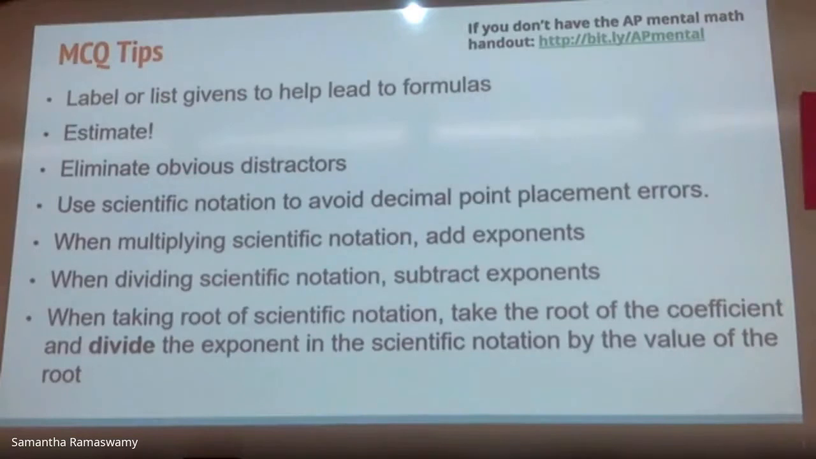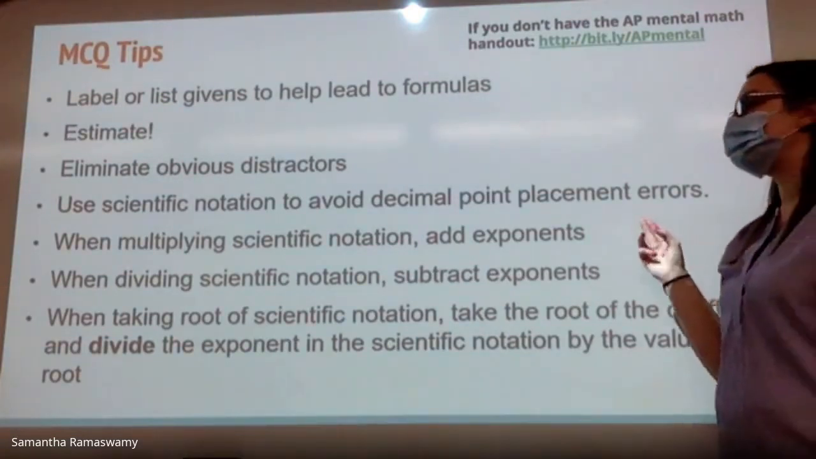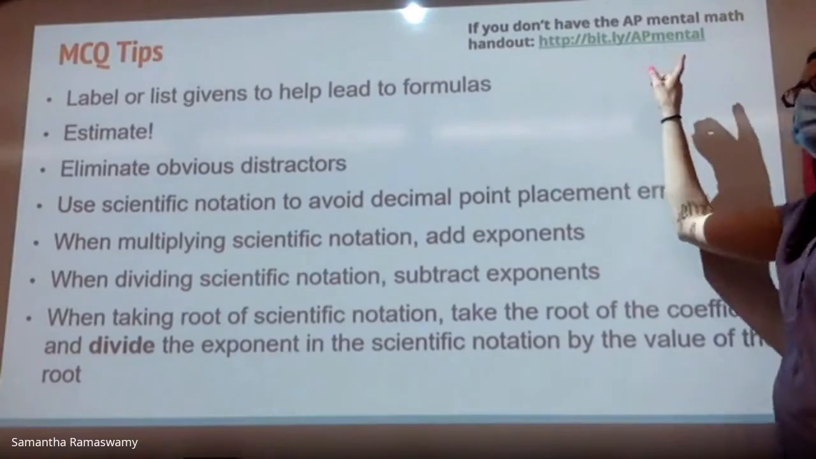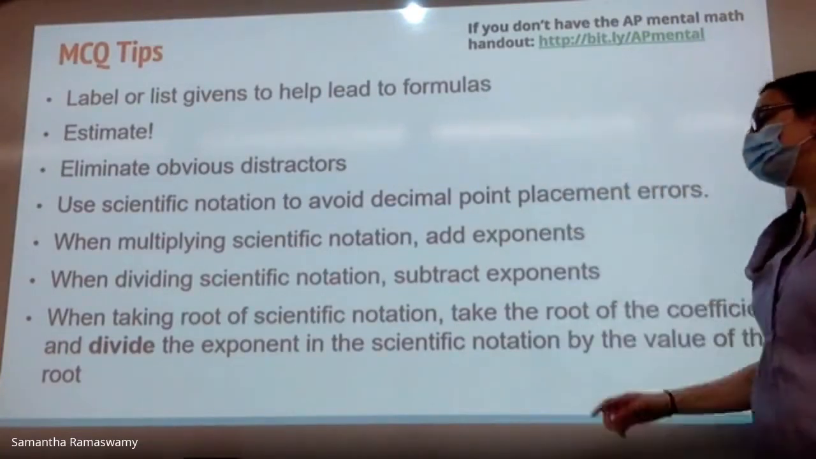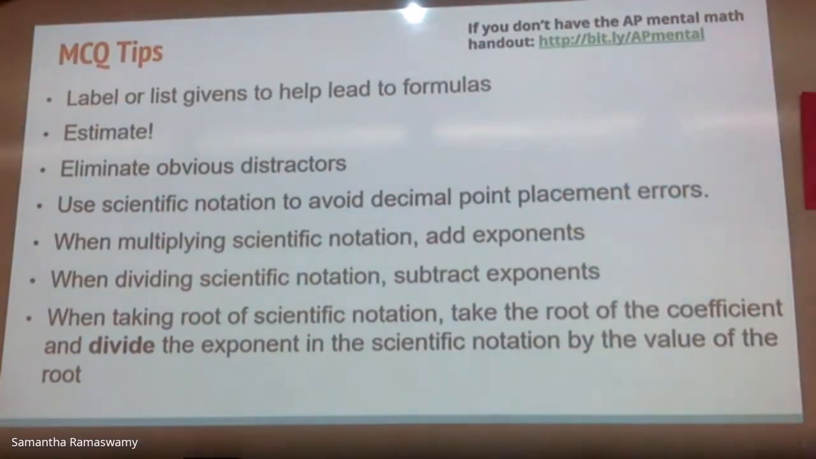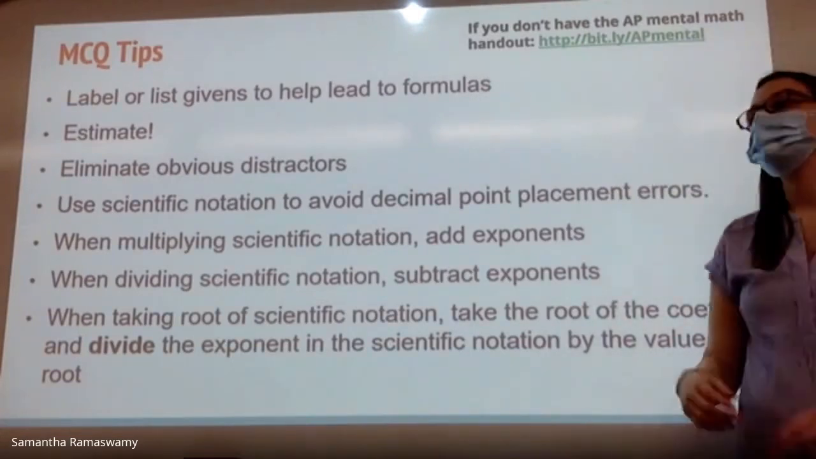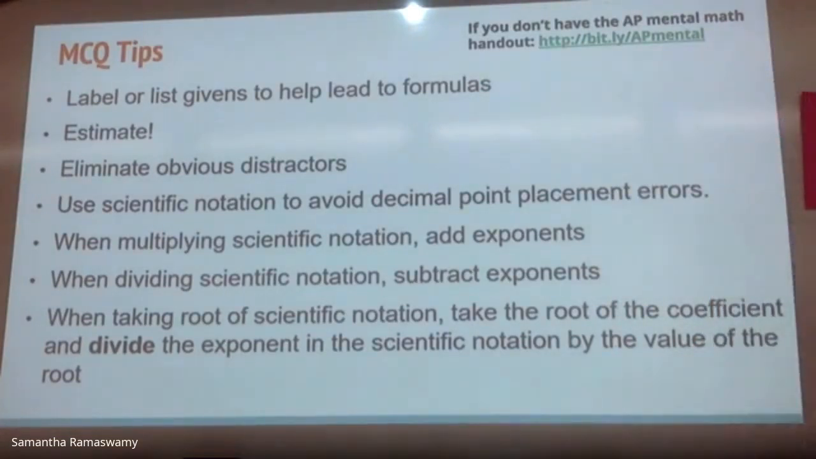If you're multiplying scientific notation, you add the exponents. If you're dividing, you subtract. If you're taking scientific notation to a power, you multiply those exponents. If you need to take the root of a scientific notation value, let's say you're taking the square root, that means your exponent should be divisible by 2. If you're taking the cube root, your exponent should be divisible by 3.